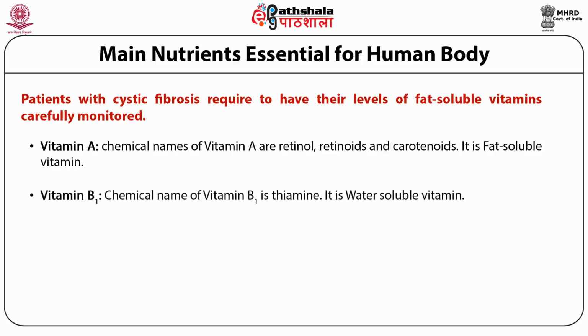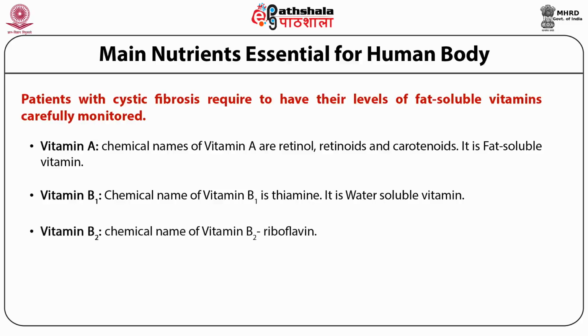Vitamin B1, its chemical name is thiamine. It is water-soluble vitamin. Deficiency of this can cause diseases like beriberi, Wernicke-Korsakoff syndrome. Overdose of vitamin B1 are rare hypersensitive reactions resembling anaphylactic shock when overdose is due to injection.